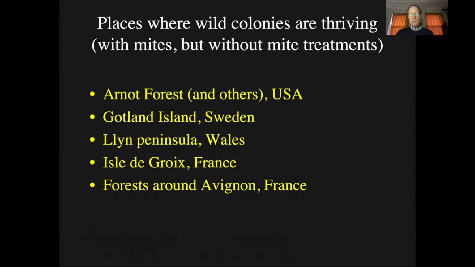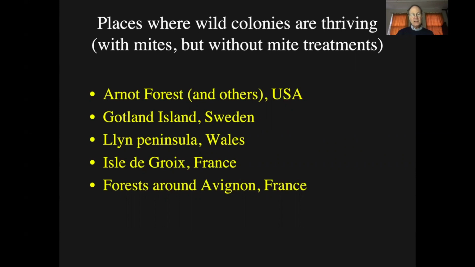But let's recap a broad view across Europe and North America. We have the Arnot Forest in the USA. I'll be sharing a little bit about that. There are wild colonies or unmanaged colonies living on Gotland Island in Sweden, the southern tip of that island. There, 40 colonies were taken and just left alone, and most of them died from Varroa, but there are a number of survivor colonies, and those are repopulating that area.